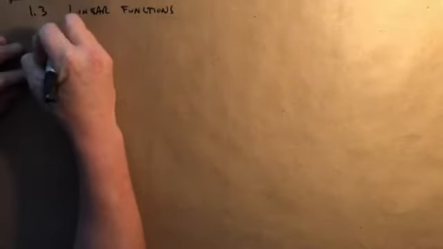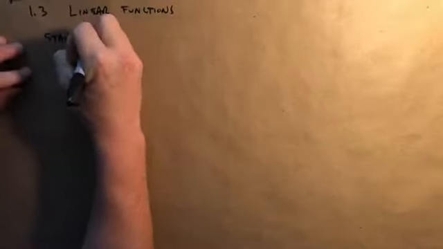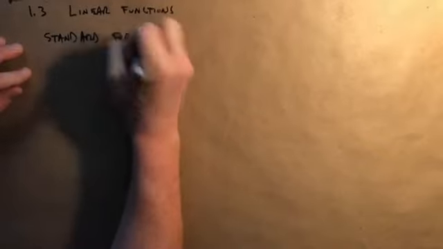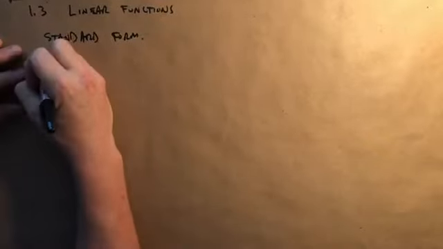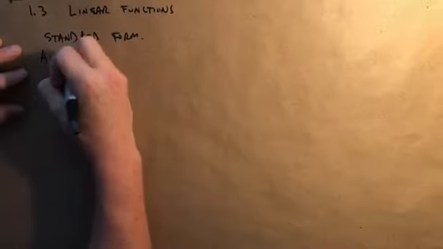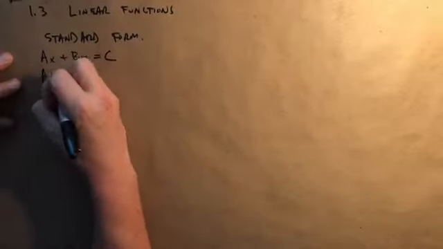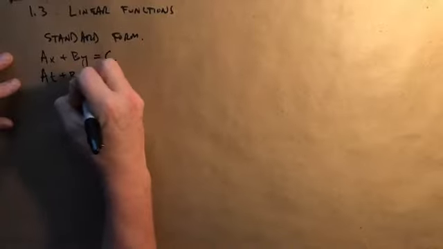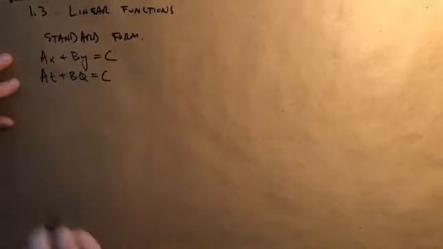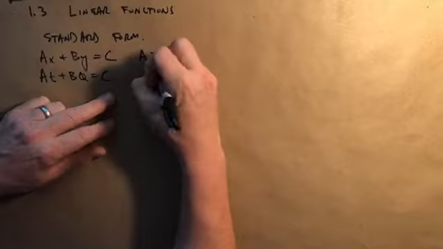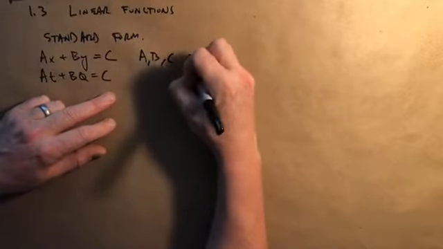Our final form for equations that are linear is standard form. And what this looks like is ax plus by equals c. I guess I could use q and t as well. We could say at plus bq is equal to c, and a, b, and c are constants.